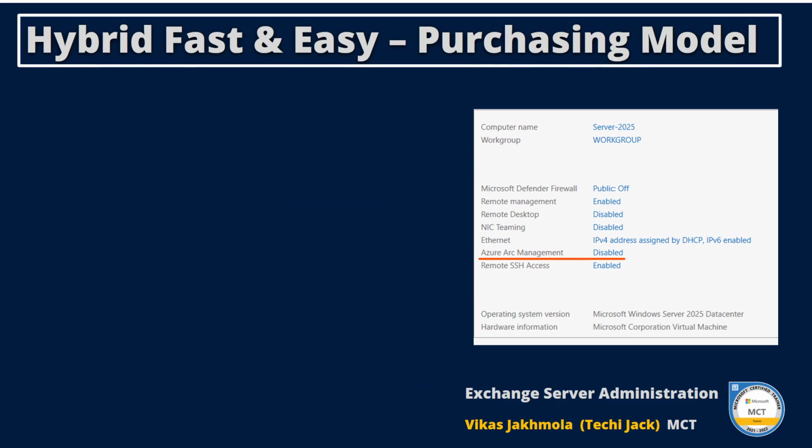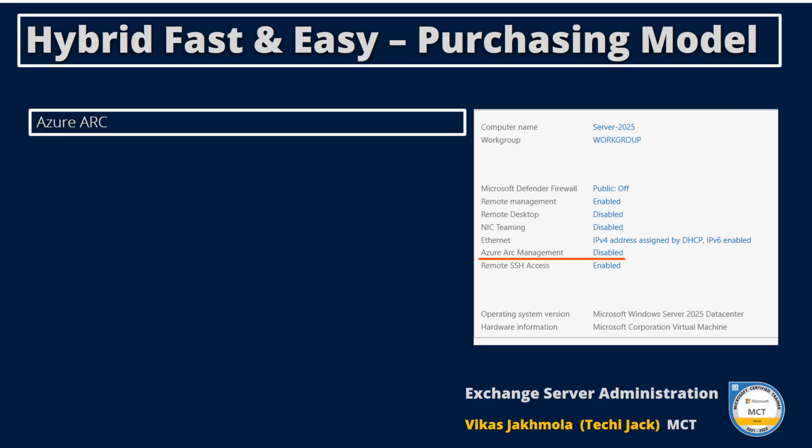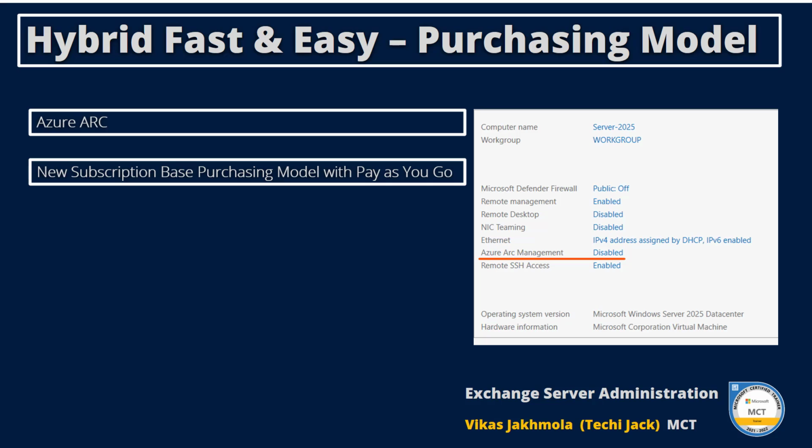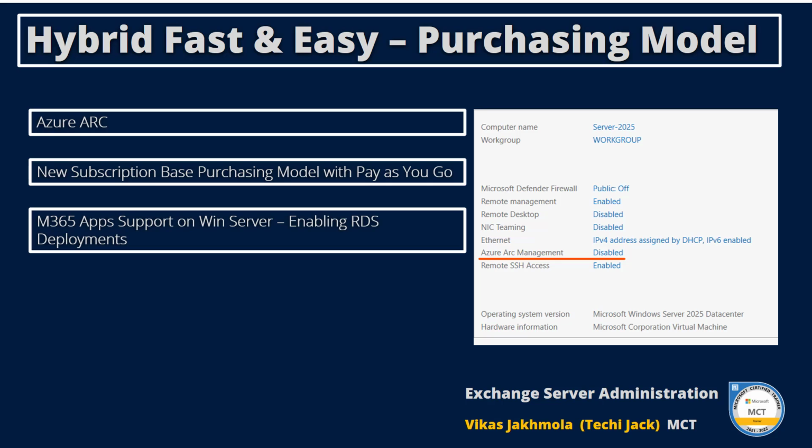Hybrid, fast and easy, and the purchasing model. You get Azure Arc. The Azure Arc installer wizard makes Arc enabling a breeze. It removes all the complexity to unlock the power of Azure in your data center. And you have a new subscription-based purchasing model with pay as you go. And it also supports Microsoft 365 apps on Windows Server 2025 by enabling the RDS deployment.